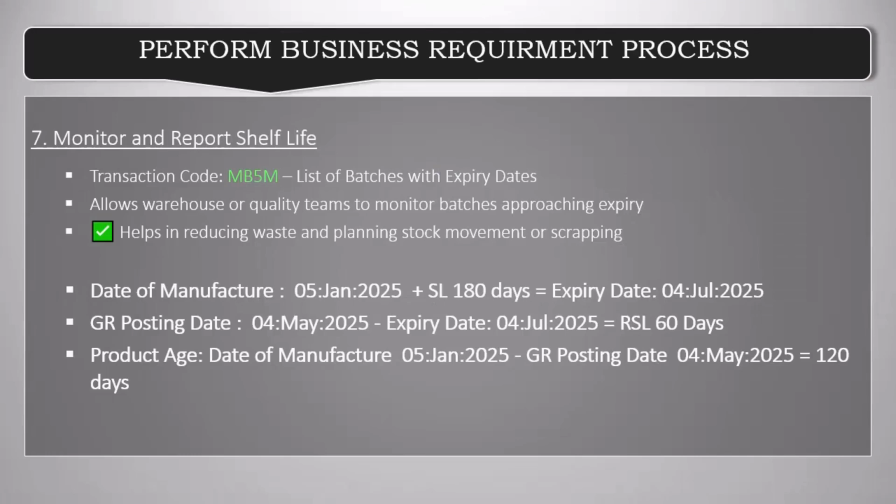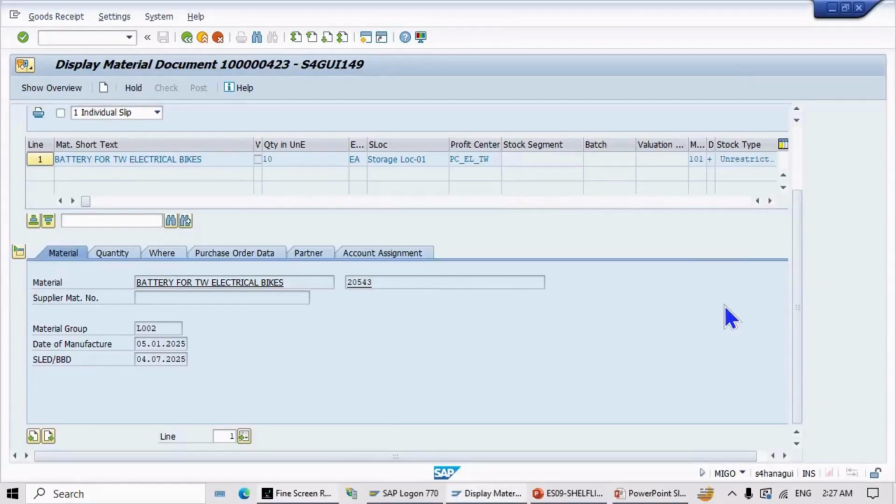System will pick up this date by adding 180 days. Just take a look at those. Go back to your slide. See, date of manufacture 5th January plus 180 days. 4th July is the expiry date. This is how the system calculates. Go back to the system. 4th July. So that's how the shelf life is configured and implemented for the procurement process. So we finish with that.